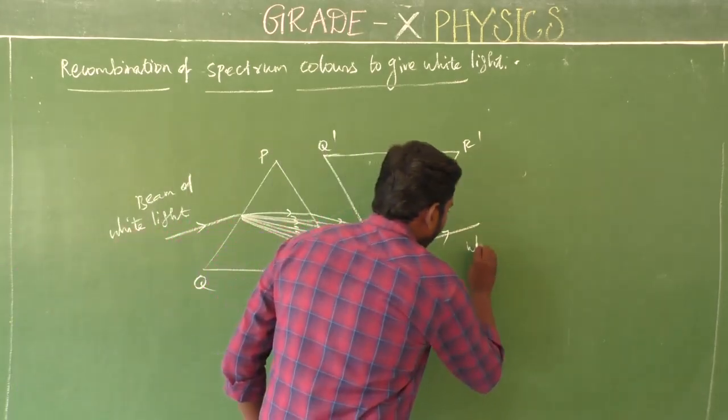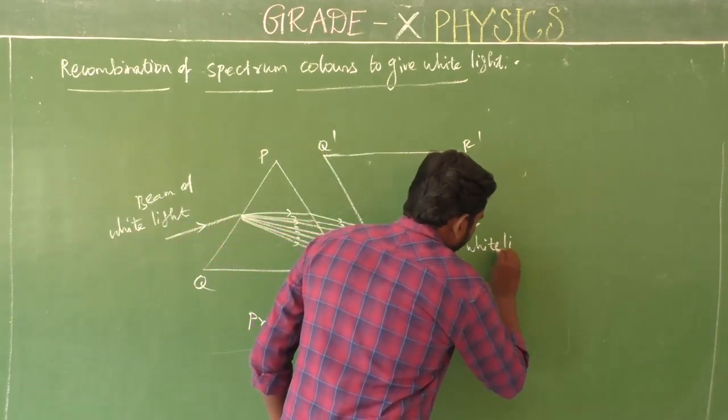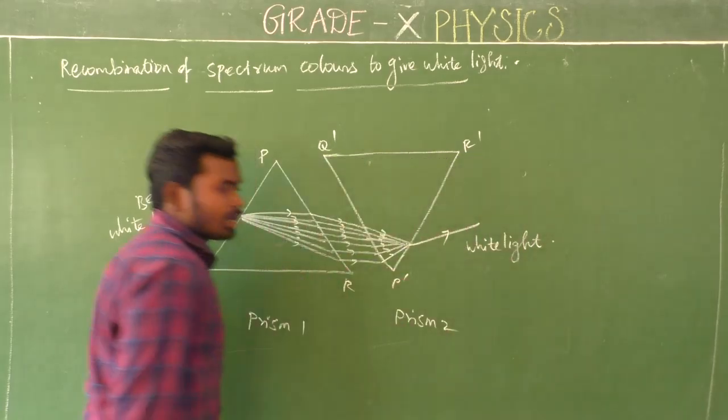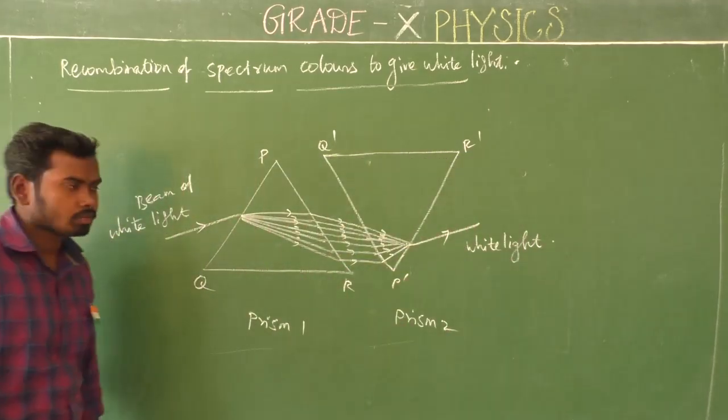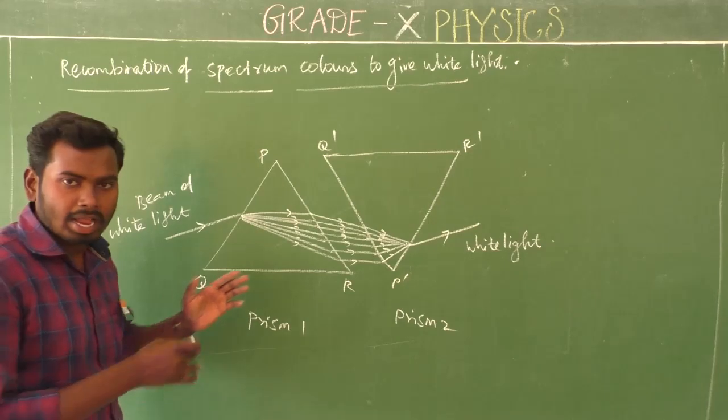It becomes white light. It becomes white light. Very easy one. Is it clear? Very simple. I will repeat it again.